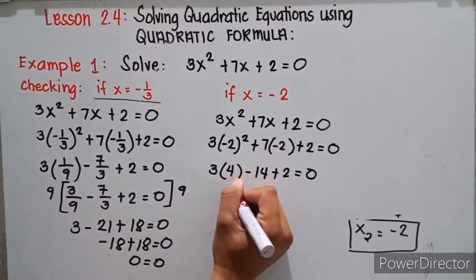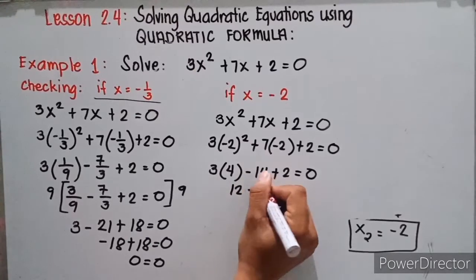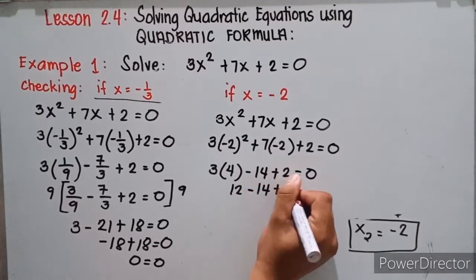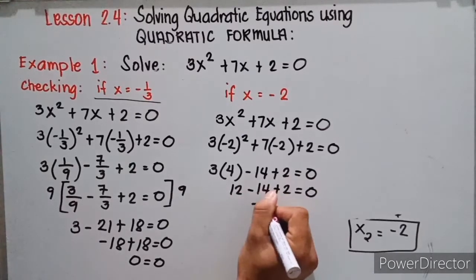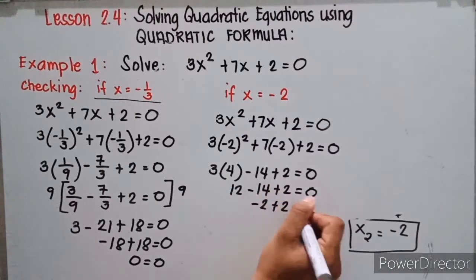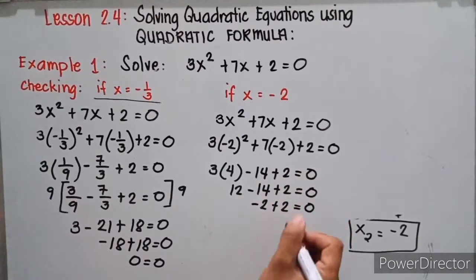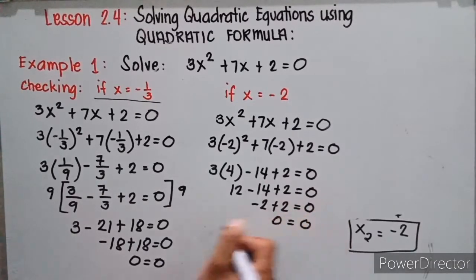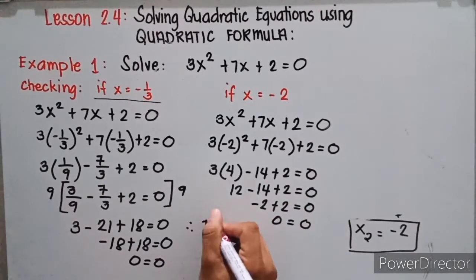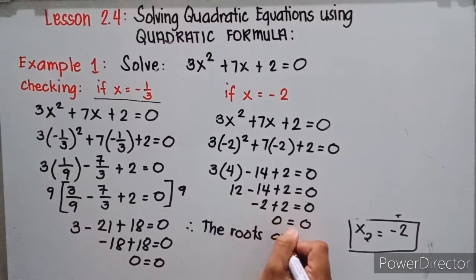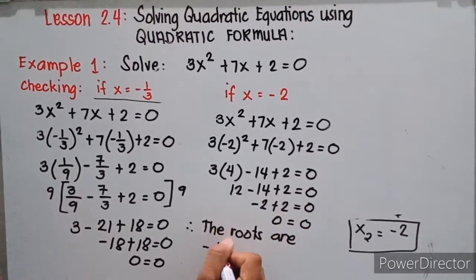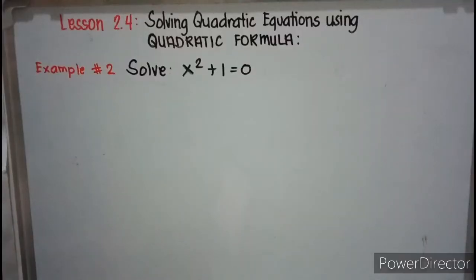3 times 4 is 12, minus 14, plus 2 is equal to 0. 12 minus 14 is negative 2, plus 2 is equal to 0. Negative 2 plus 2, that is 0, equals 0. Therefore, the roots are negative 1/3 and negative 2. Example number 2.